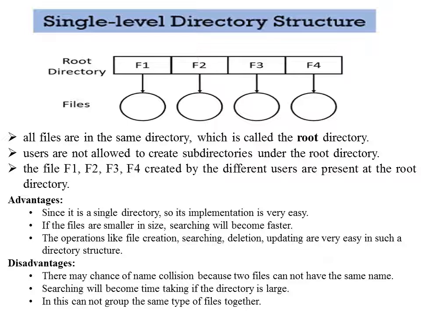In a single level directory, only one root is available. As you can see in the diagram, F1, F2, F3 and F4 created by the different users are present at the root directory. The advantages of single level directory are, the implementation is very easy. If the files are smaller in size, searching will become very fast. Also, operations like file creation, searching, deletion, updating are very easy in this directory structure.